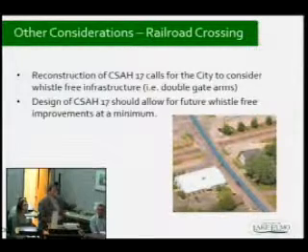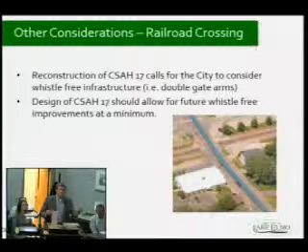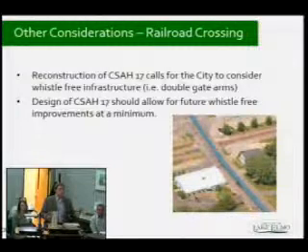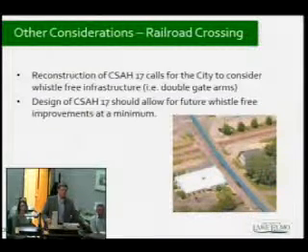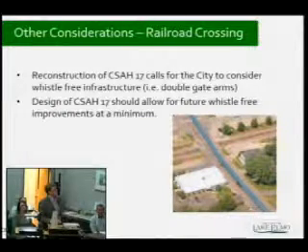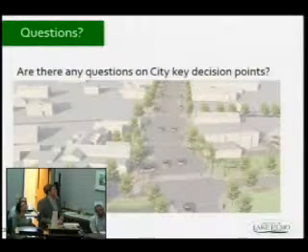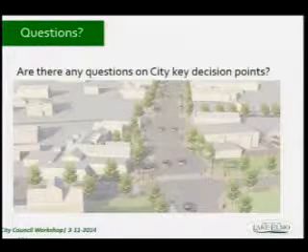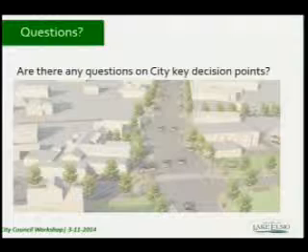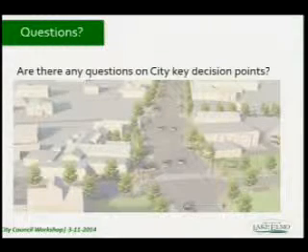So do you need to make a decision about whistle-free now? I don't think you do. I think the main key for us is just ensuring that whatever the design is for CSA 17, at some point it could go whistle-free in the future, so that you don't have to make any changes to the design of the roadway to do the double gate arms at some point. At that point, I'm kind of all finished. It's more question and answer for you guys, around those main decision points.